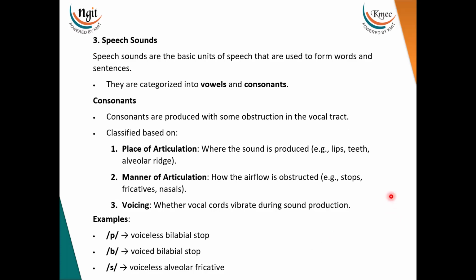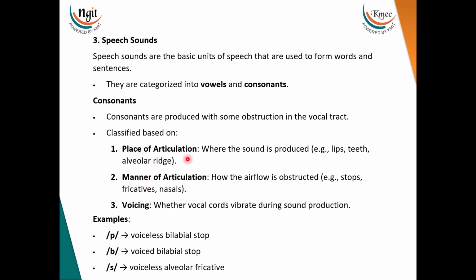Next we talk about speech sounds. Speech sounds are basic units of speech that are used to form words and sentences. They are categorized into vowels and consonants. We all know what vowels and consonants are; let us try to recall them. Consonants are produced with some obstruction in the vocal tract. The classification of consonants is by place of articulation, manner of articulation, and voicing.